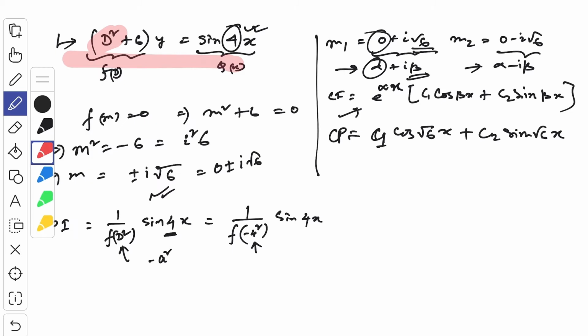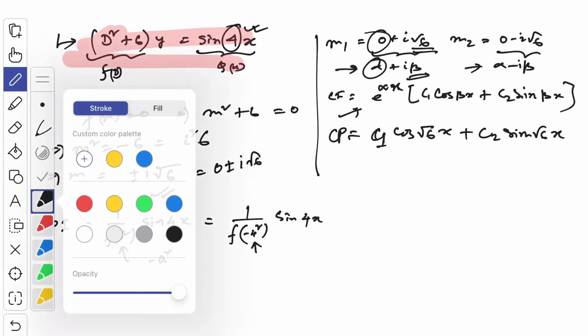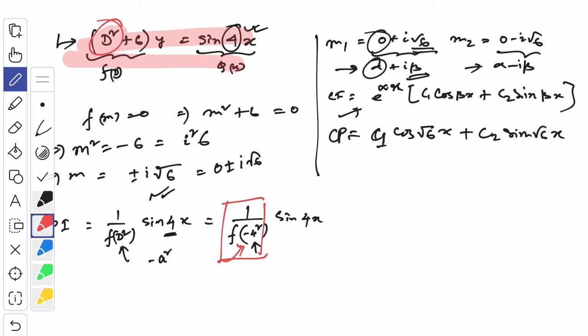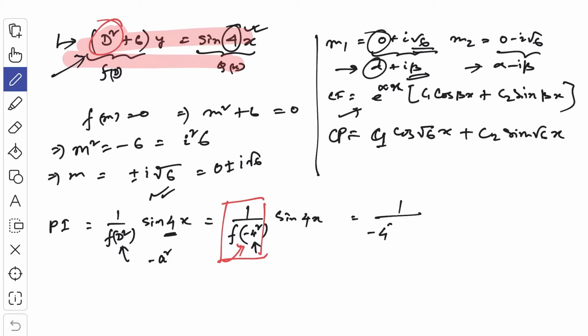You can see in this given equation this D square should be replaced by minus 4 square. So that gives the value of 1 by this. Let me show you how to do that. If you replace this D square by minus 4 square, then what will you get? 1 by minus 4 square plus 6 into sine 4x.